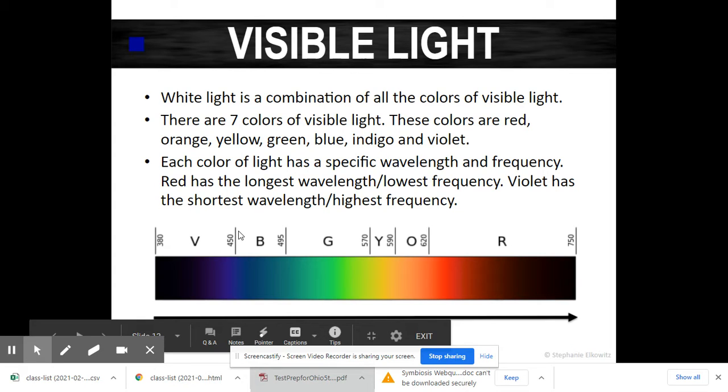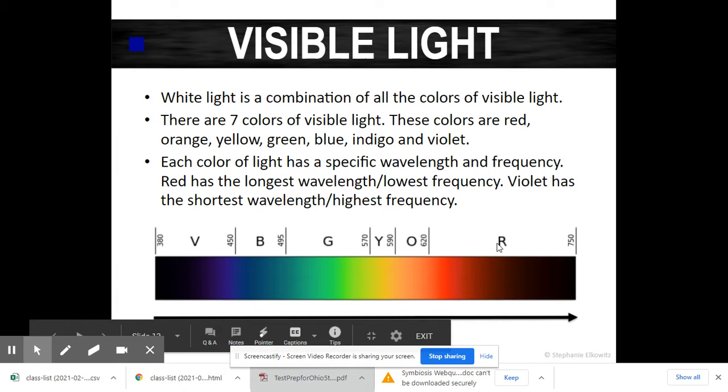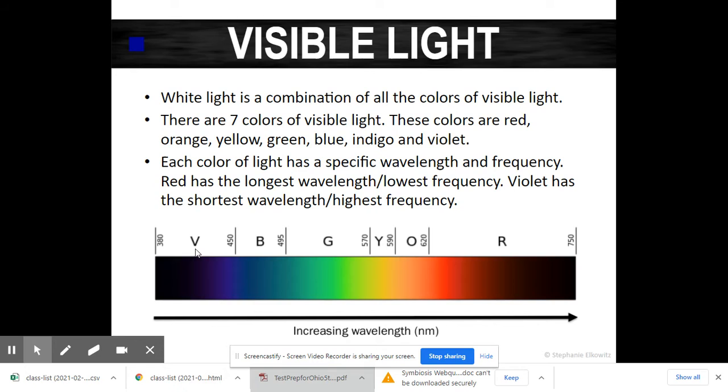Okay, so these are the lights. When you combine them, they make white light. So if you've seen or used a prism before, when you look into the prism, that's the white light, and you should be able to see the colors of the rainbow, Roy G. Biv. Each color of light has a specific wavelength and frequency. Red has the longest wavelength, therefore the lowest frequency. Violet over here has the shortest wavelength and highest frequency.